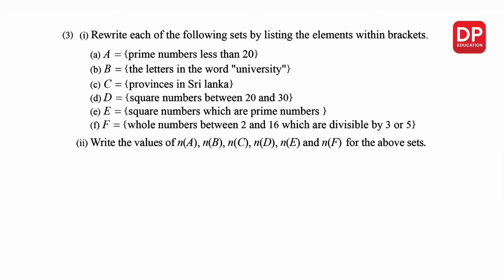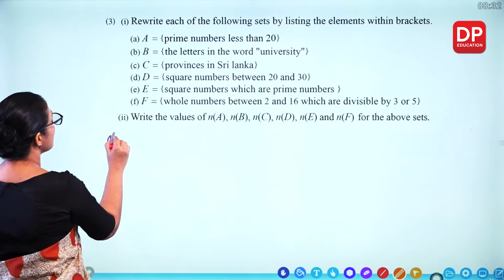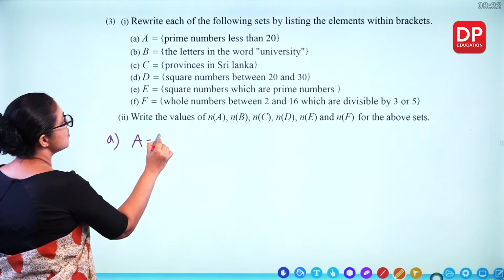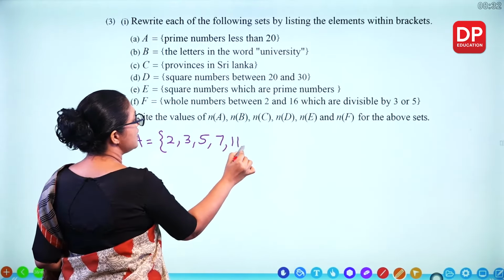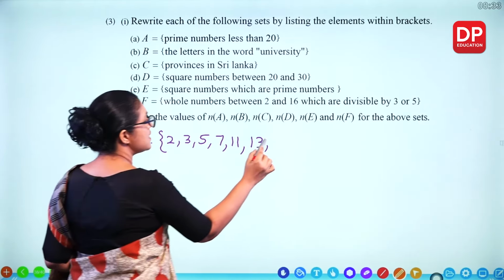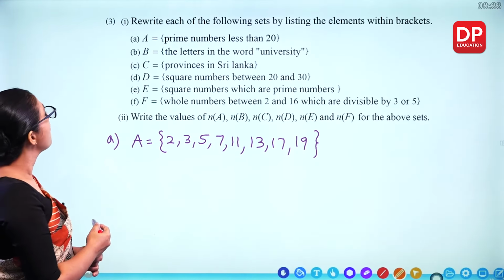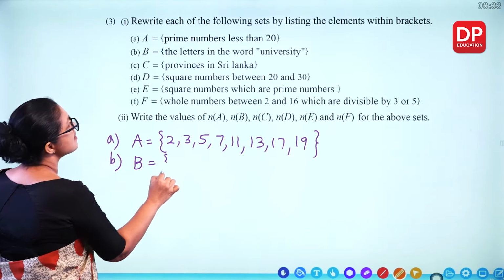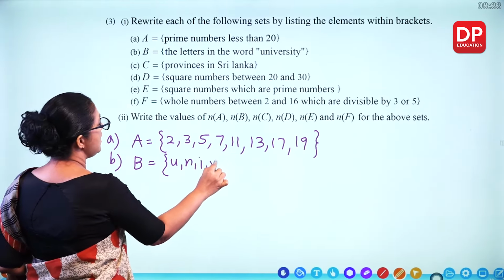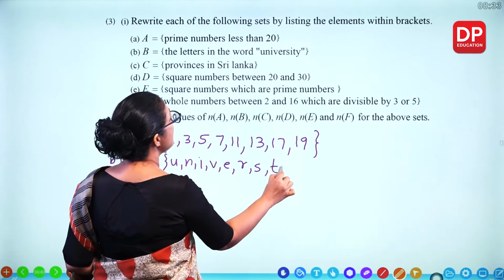Question number 3. Rewrite each of the following sets by listing the elements within brackets. A, prime numbers less than 20. So 2, 3, 5, 7, 11, 13, 17, 19. 19 is also a prime number. And B, the letters in the word university. What are the letters? U, N, I, V, E, R, S, I already written, and T and Y.